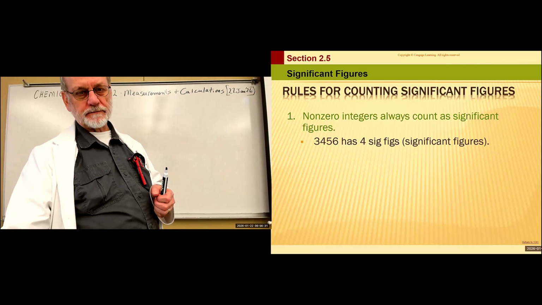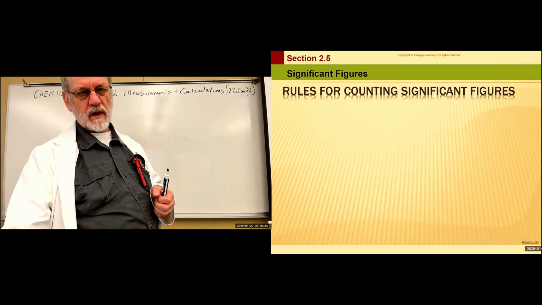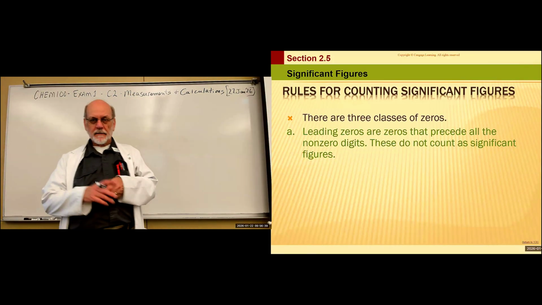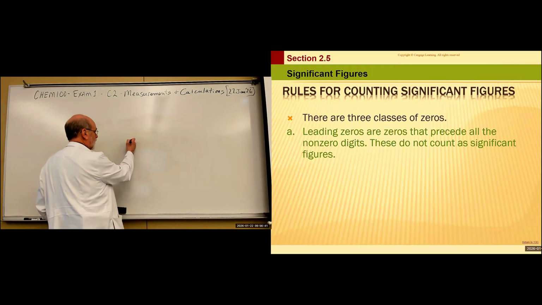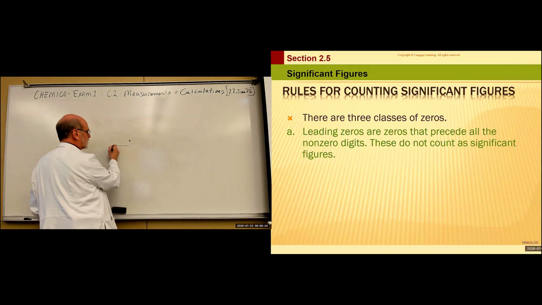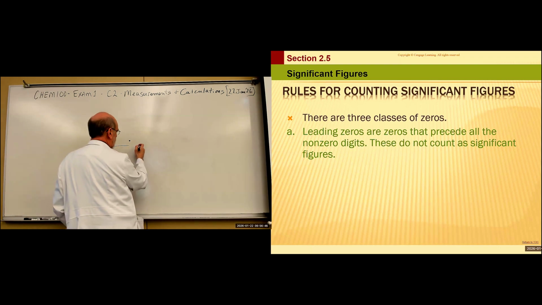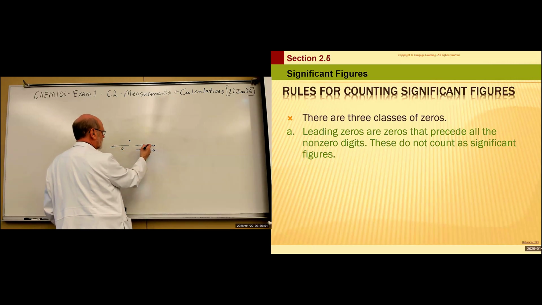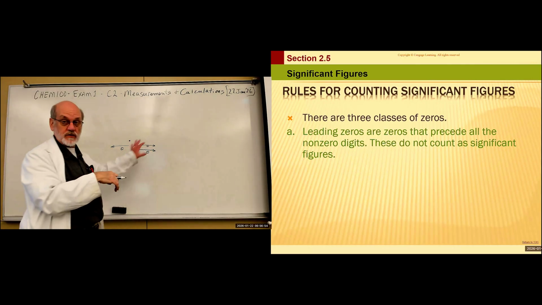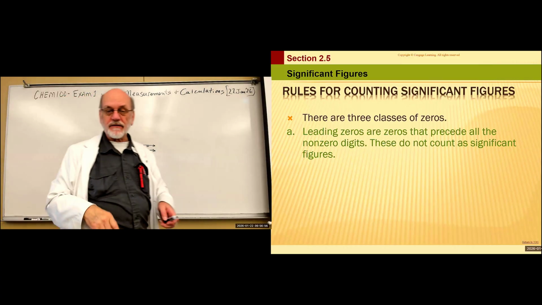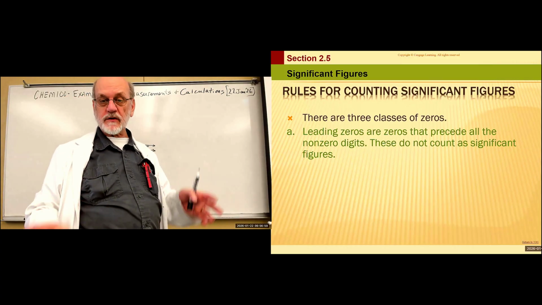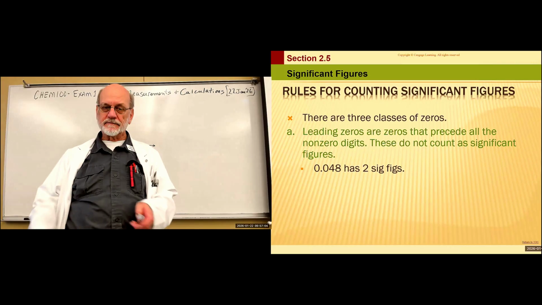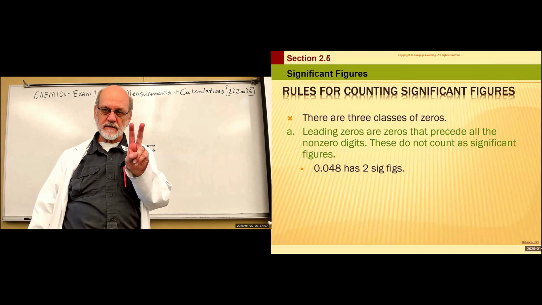Then we go to zeros. There are 3 types of zeros. We start with the decimal point: zeros to the left, and 2 rules for zeros to the right. So our zeros to the left, zeros here, and zeros here. I'll tell you what those are in a minute. Zeros to the left never count. They are never significant. Example, 0.048. That only has 2 significant figures.